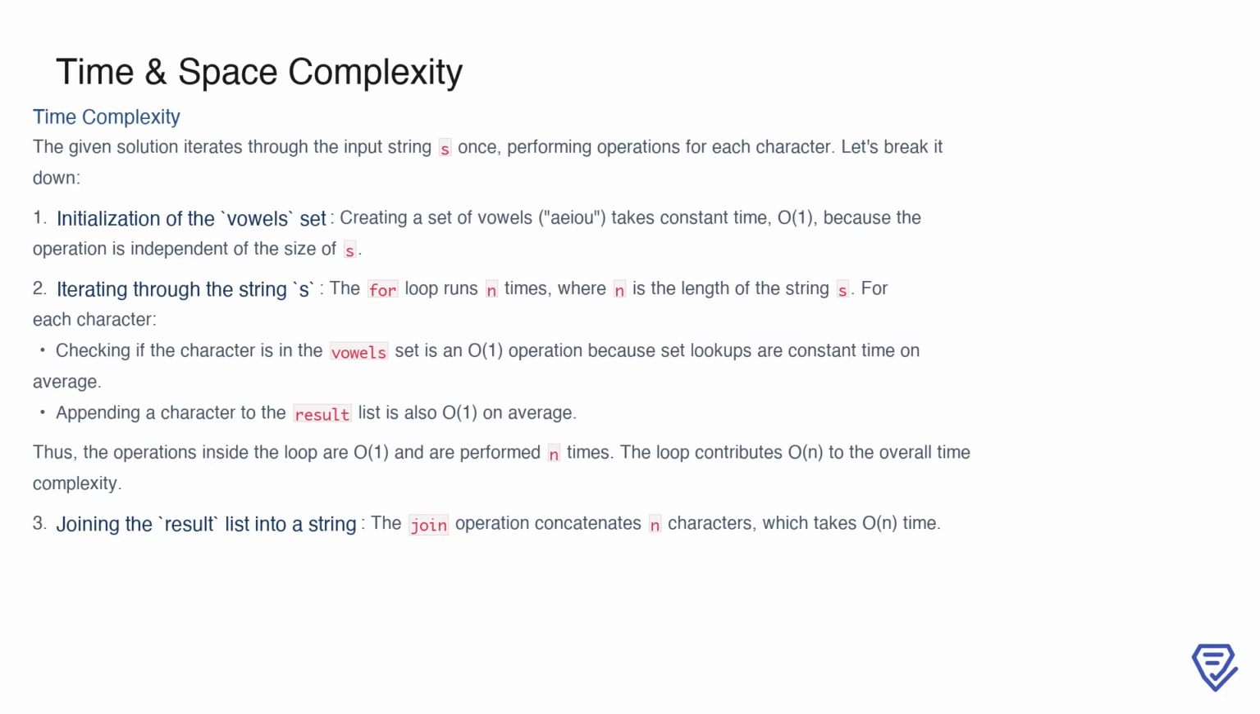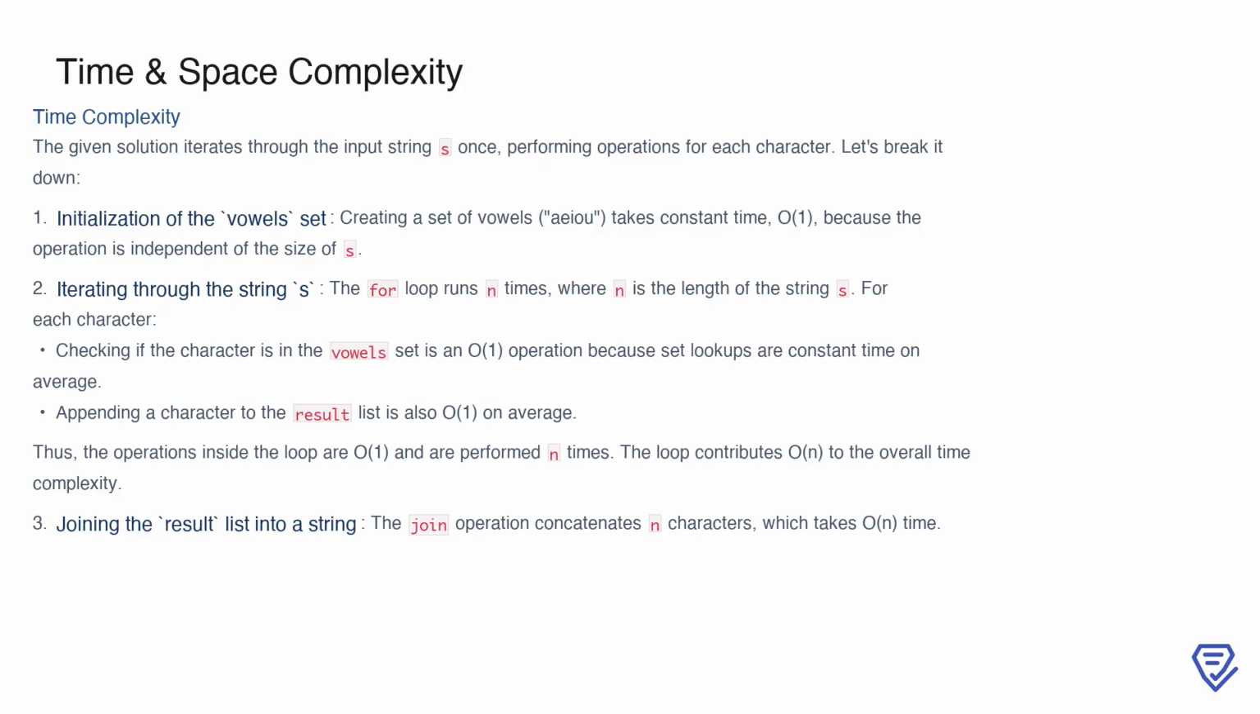In this solution, we analyze the time complexity by breaking it into distinct steps. First, the initialization of the vowel set, which contains the characters A, E, I, O, and U. This step is independent of the size of the input string S, so it takes constant time, O(1). Next, we iterate through the string S using a for loop. The loop executes once for each of the n characters in the string.